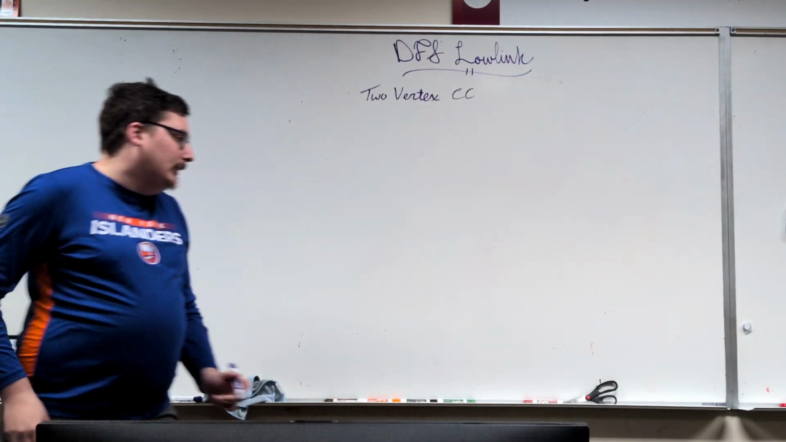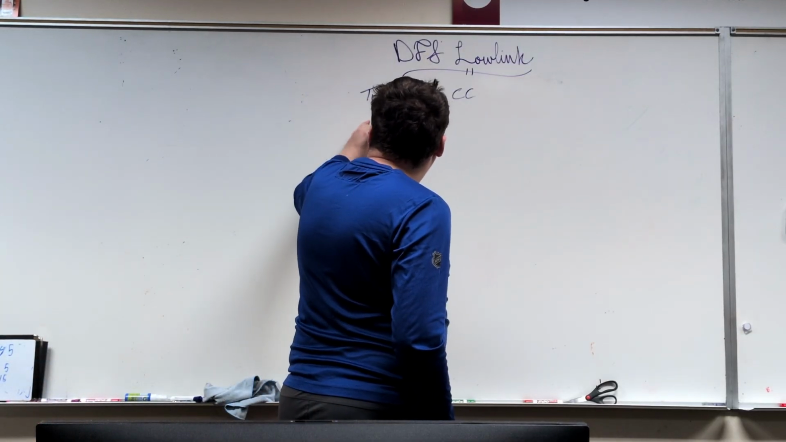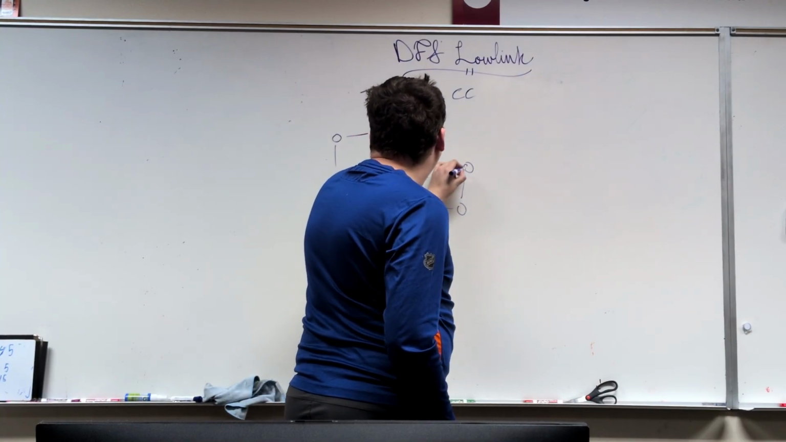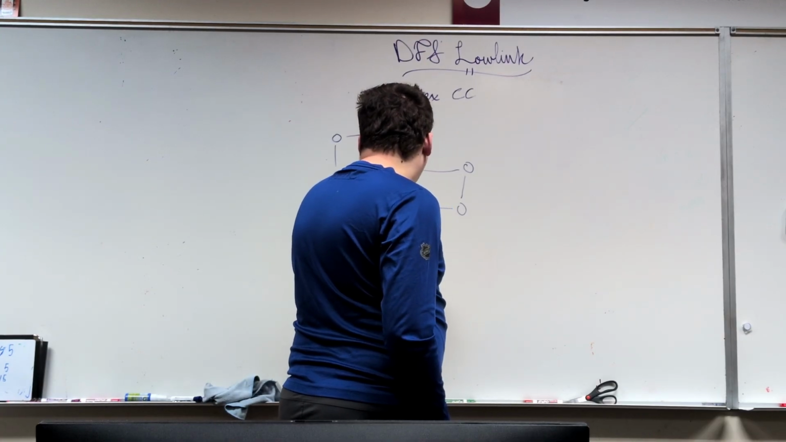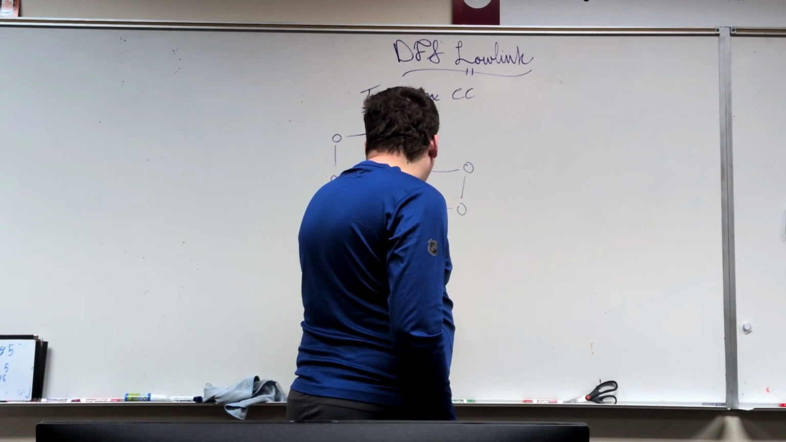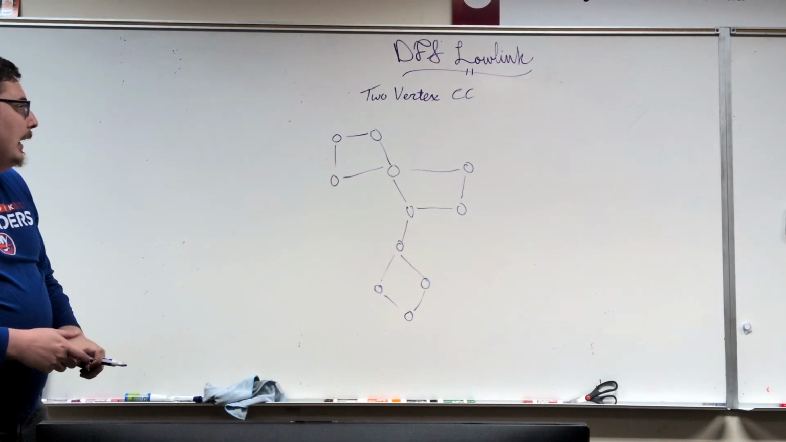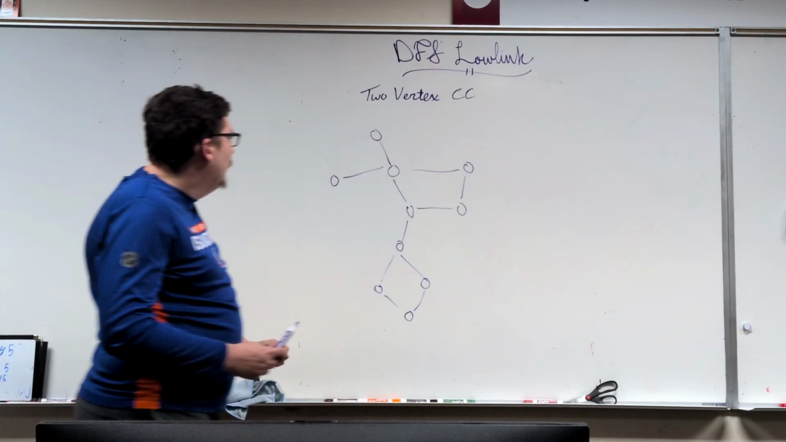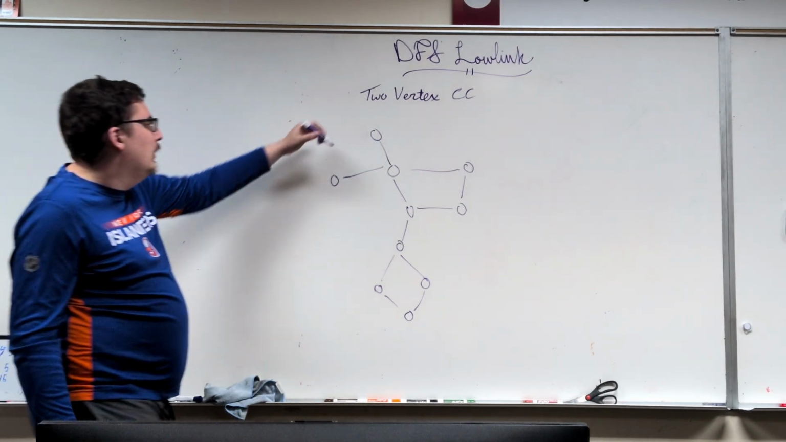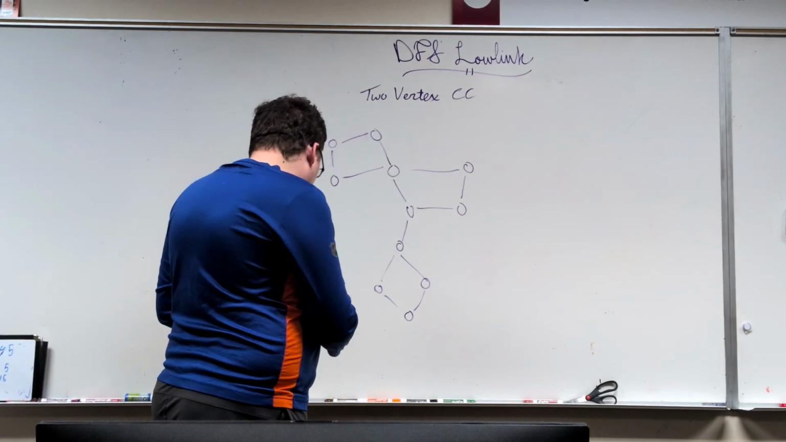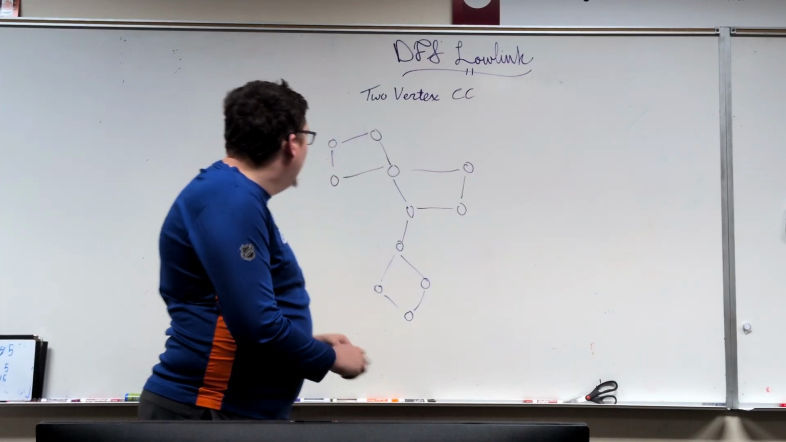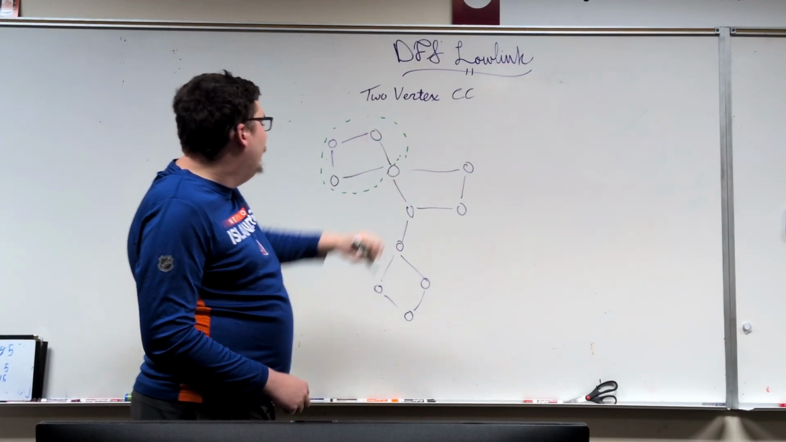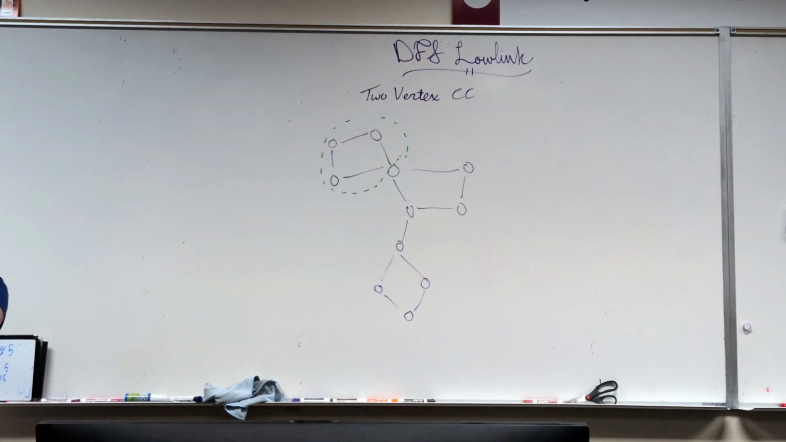In the case of two vertex connected components, a two vertex connected component is a component of a graph such that any node that's removed will keep the graph intact. So if we were to remove this node here, the graph is still connected. And so more specifically, we can say that this whole section of the graph is a two vertex connected component.